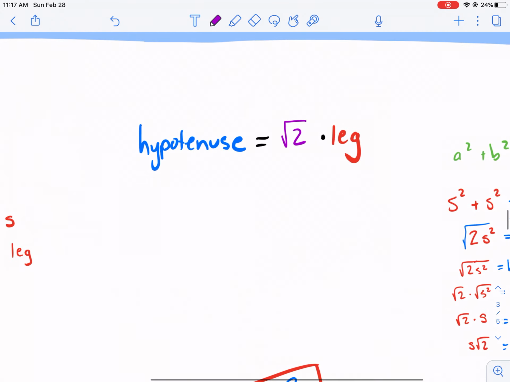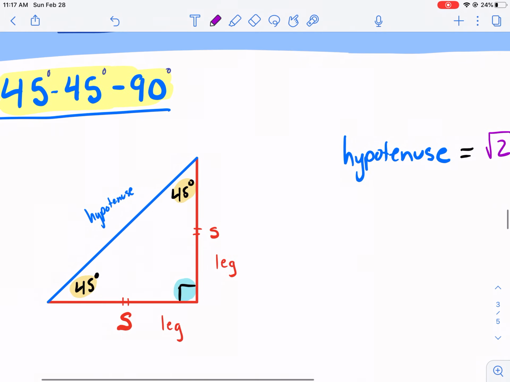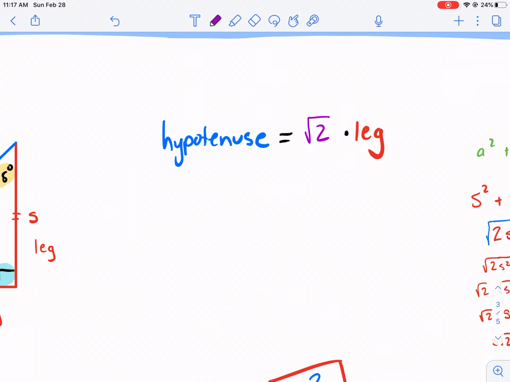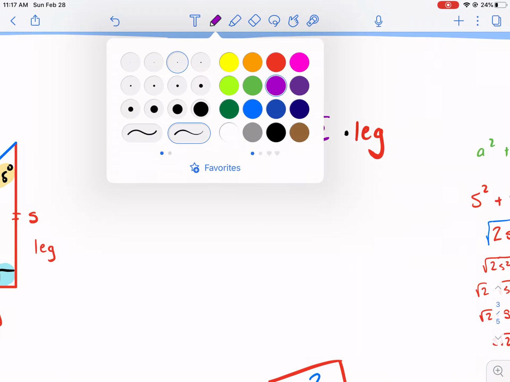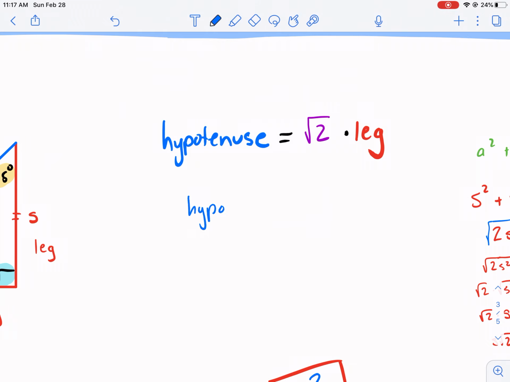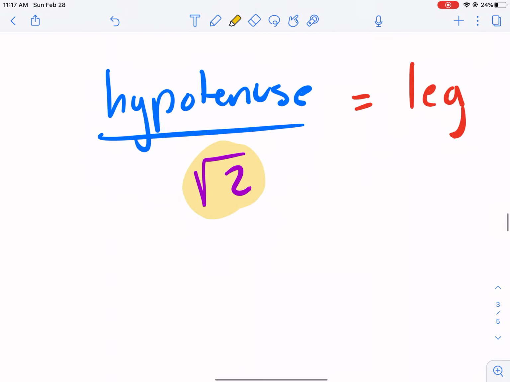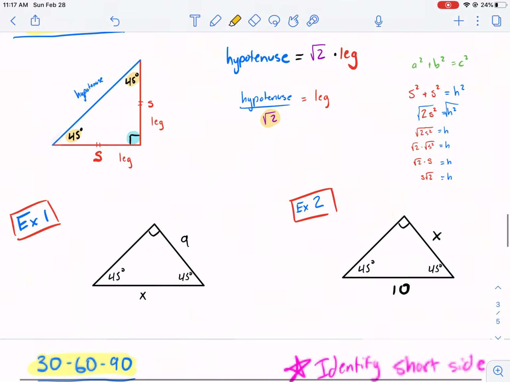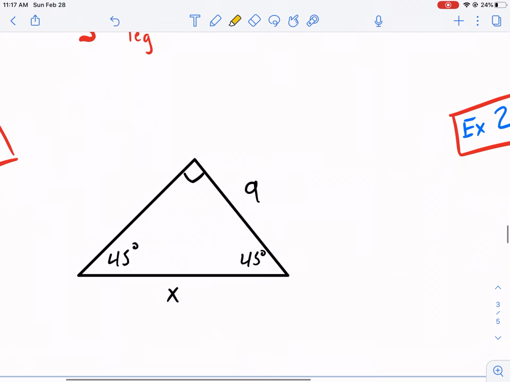And now I have a relationship between these two parts of a 45, 45, 90 triangle, okay? The hypotenuse is equal to the leg times the square root of 2. By the same token, I can take the hypotenuse and divide by radical 2, and that is going to be equal to my leg. Keep in mind, though, if you divide by radical 2, you're going to have to rationalize the denominator because you can't have a square root in the denominator. Let's take a look at examples and why it's useful.